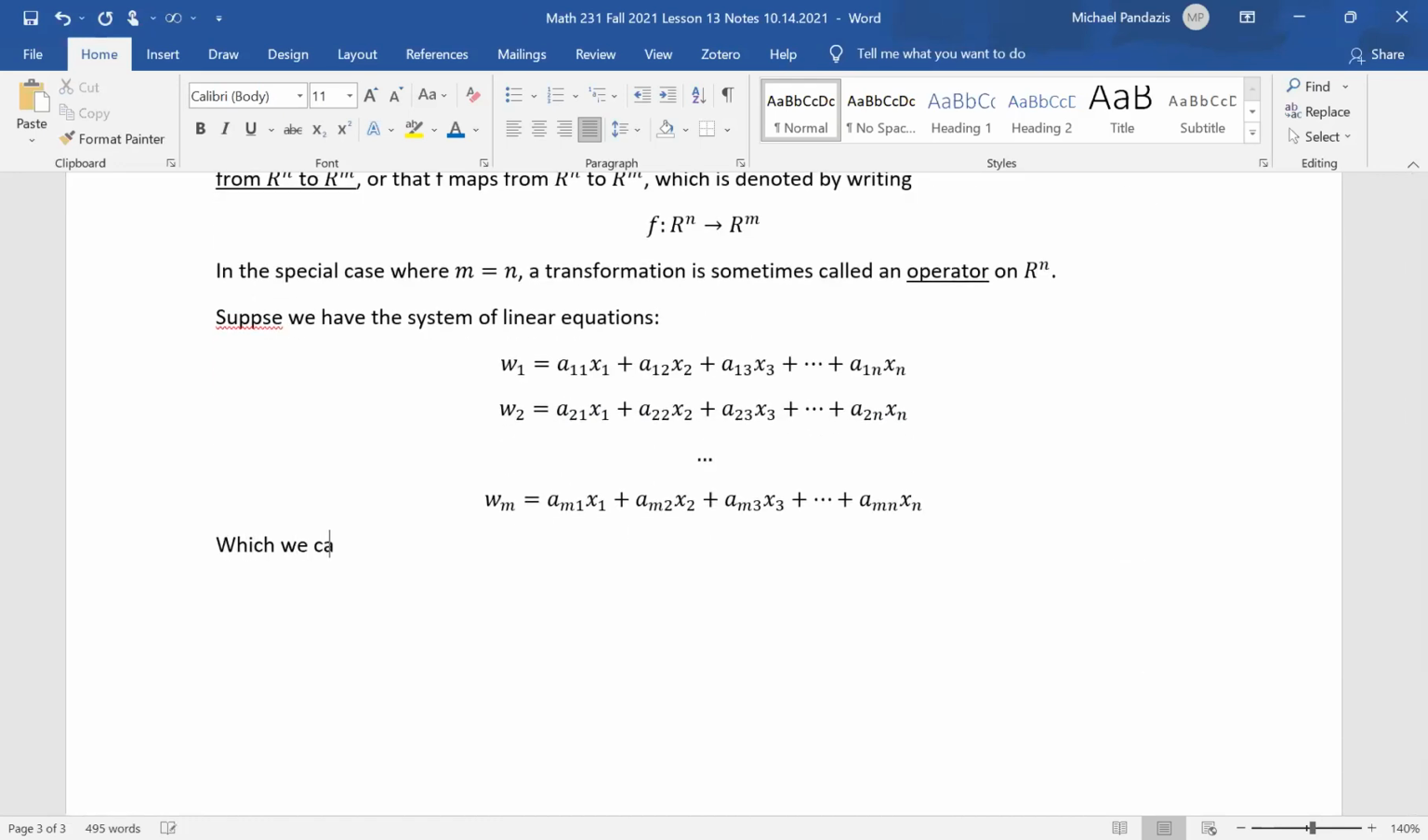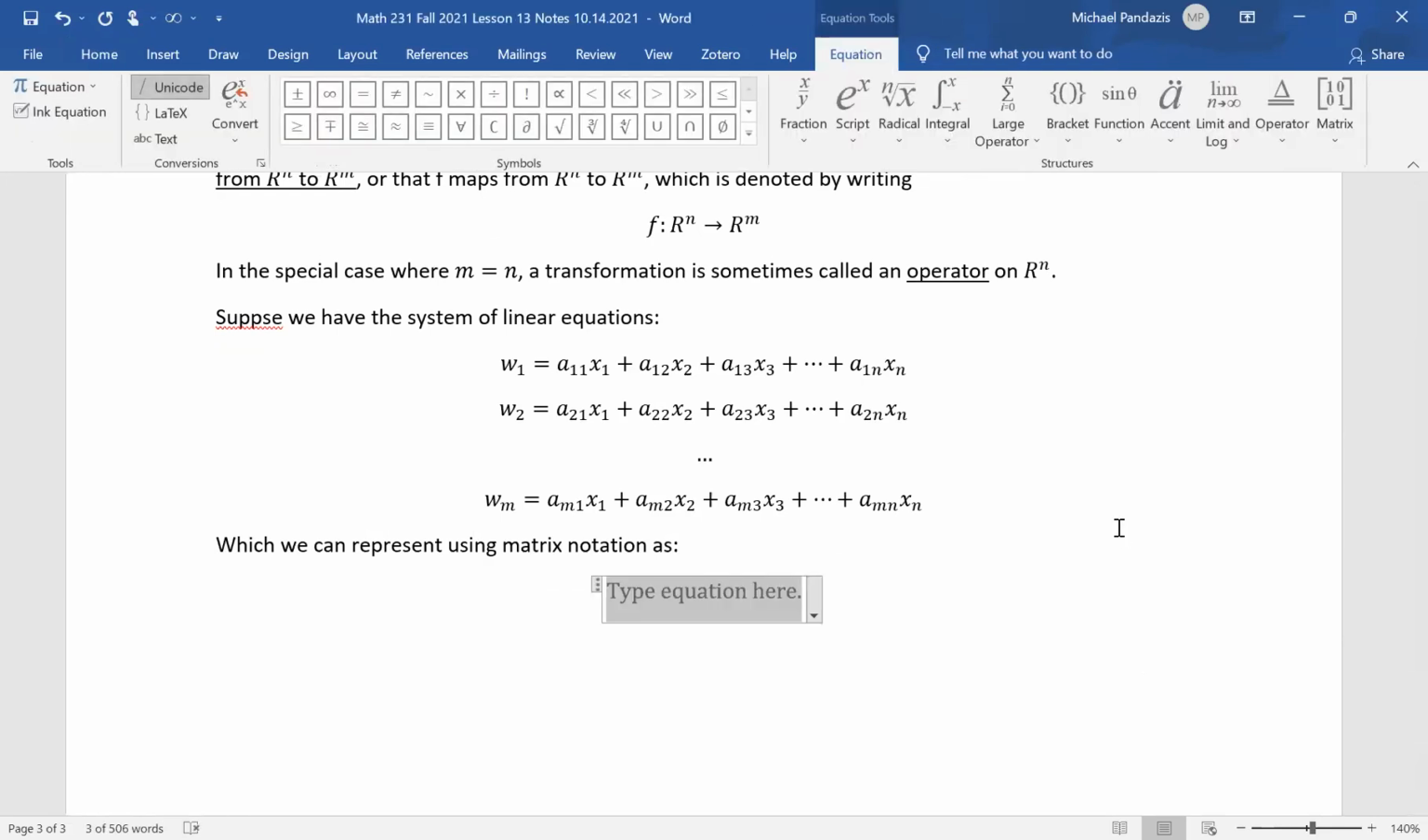Which we can represent using matrix notation as the following. So instead of writing it as an equation, you can write it using matrix notation. And so that matrix notation is W1, W2, W3, dot dot dot, Wm, and that's equal to the coefficient matrix times the other matrix.